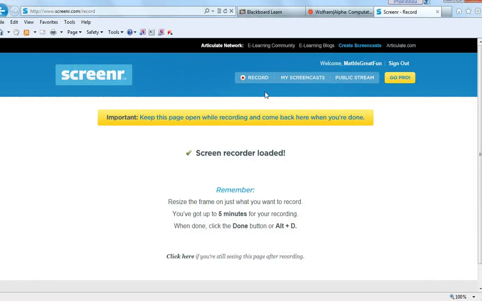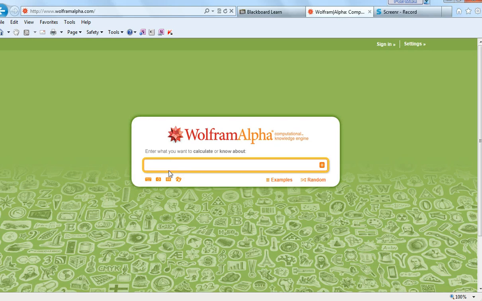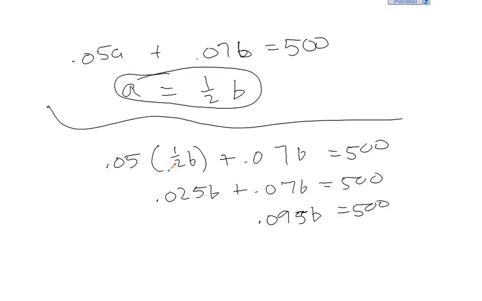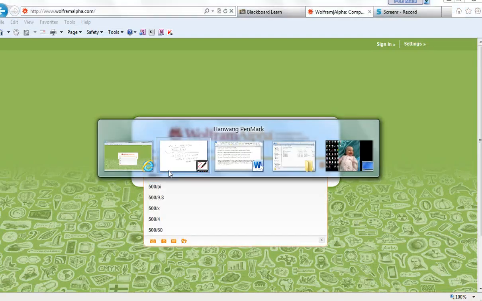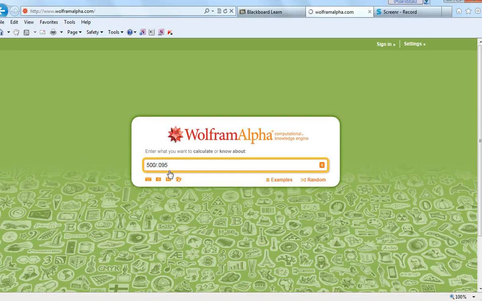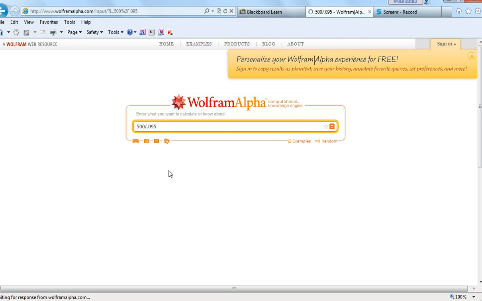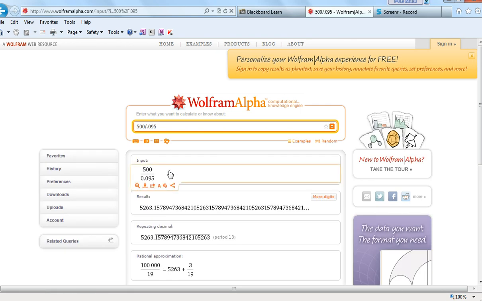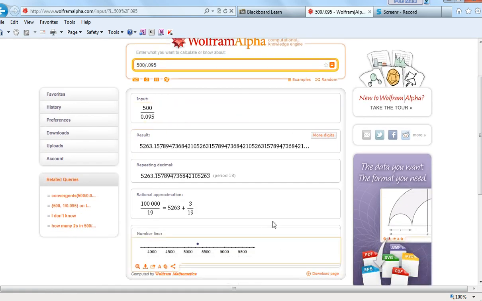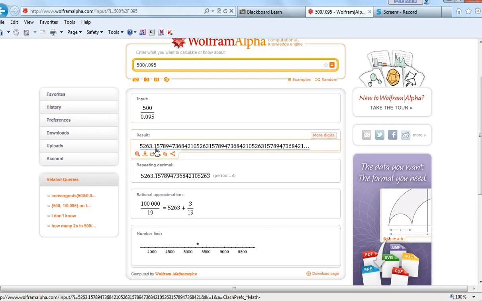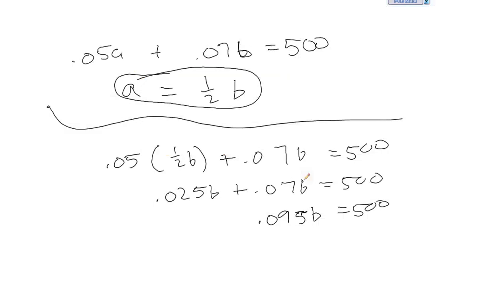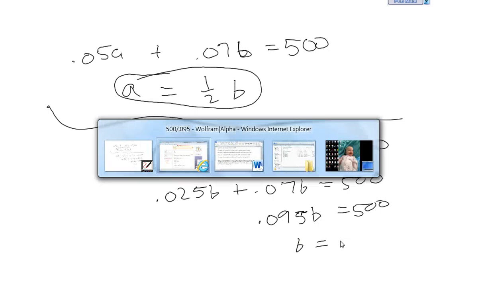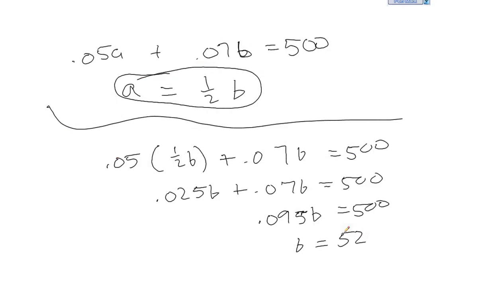And what I will do next is use Wolfram Alpha. I'll talk a little bit more about this site later on. But I just want to do 500 divided by 0.095. And this basically acts as a calculator. If you go to wolframalpha.com, we'll be using this a lot since it's a very powerful tool. So here it gave me an answer of 5263.16. So B is 5263.16.